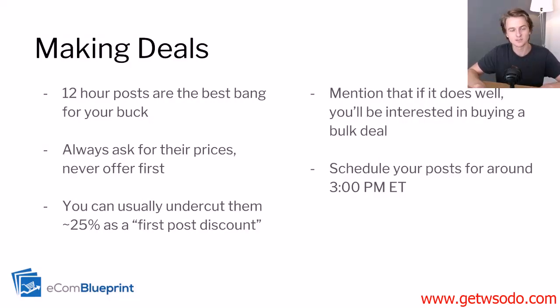Now, making deals. You want to make deals with these pages. You want to negotiate. Instagram influencing is all about negotiating. So usually you can offer for a 12-hour post. 12-hour posts are the best bang for your buck. Most of the activity of your post will happen within the first 3-4 hours. And after 12 hours, it starts really dying down.